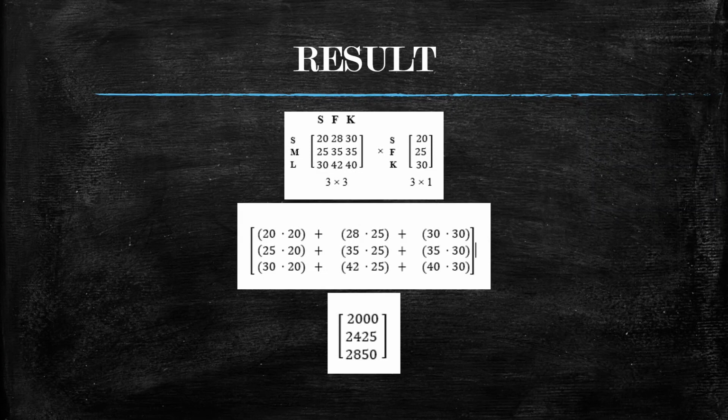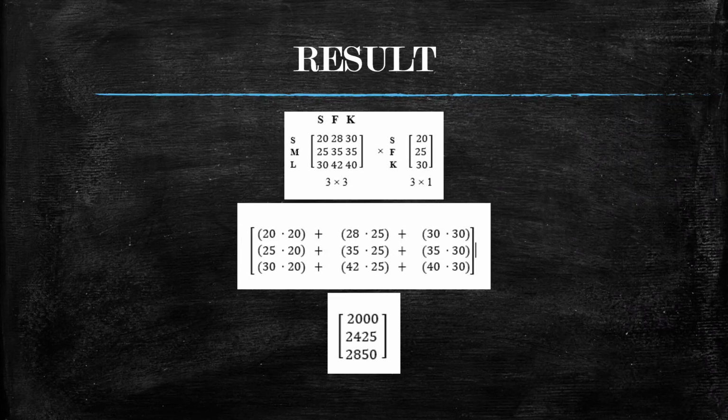Anyway, for the next step, for entry 1 1, we have 20 times 20 plus 28 times 25 plus 30 times 30. Next, for entry 2 1, we work with the second row of the first matrix, and again the first column of the second matrix, and again there's only one column in the second matrix. So what we have is 25 times 20 plus 35 times 25 plus 35 times 30.